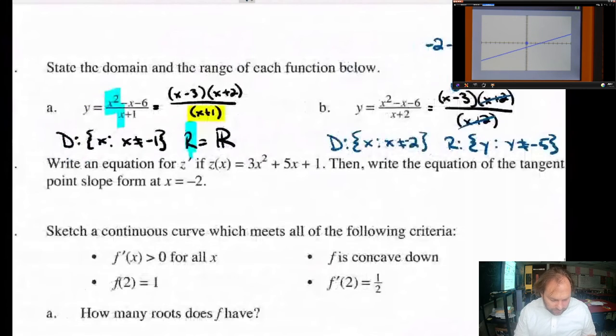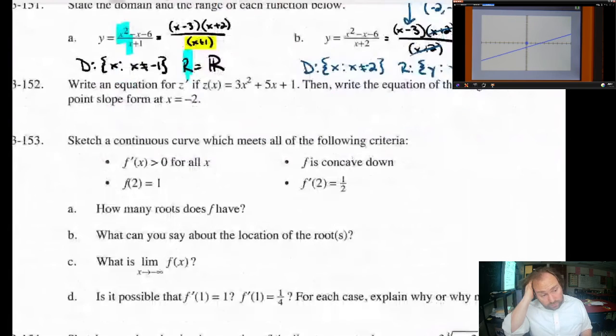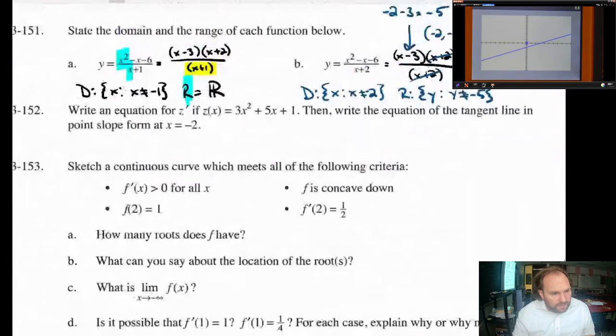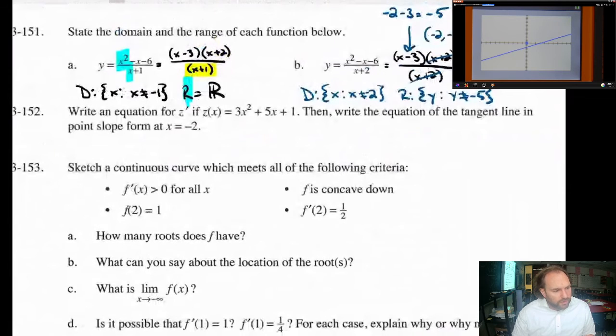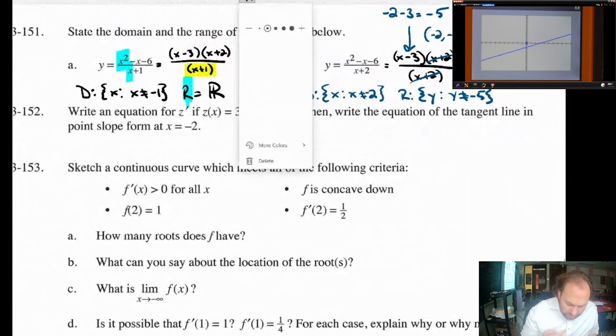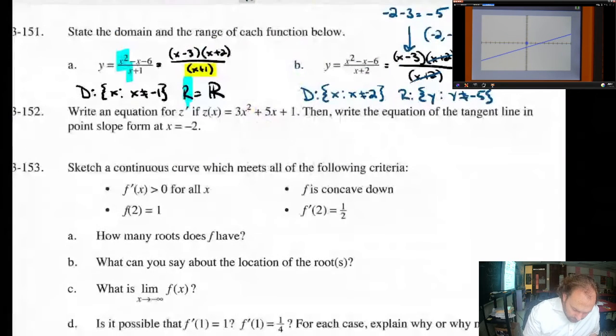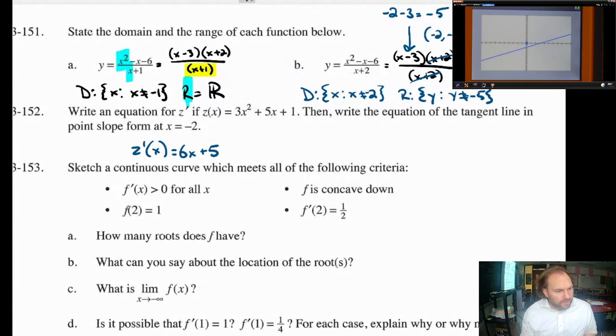Write an equation for z prime if z of x is 3x squared plus 5x plus 1, and then write the equation of the tangent line in point slope form at x equals negative 2. Okay, so for the equation for z prime, what we would need is, well, this is the power rule. Z prime of x is going to be 6x plus 5. That's it, if I follow the power rule.